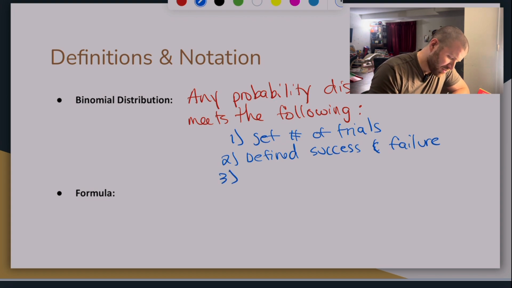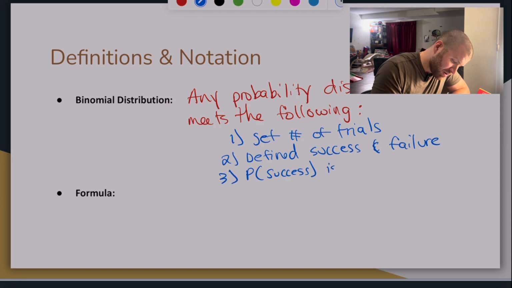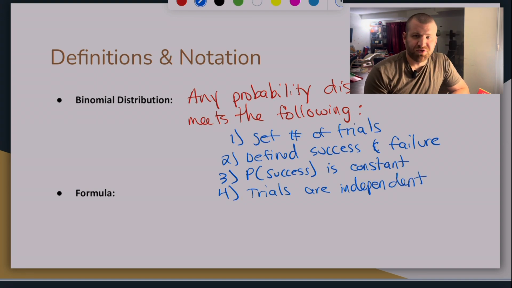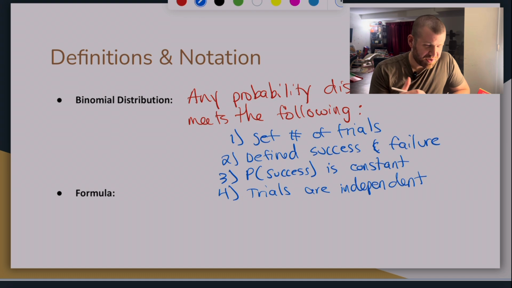The third one here is that your probability of success remains constant. And that is because the fourth thing is that your trials are independent. Those four things, you have to meet all four. If it misses one, it misses the whole thing and it is no longer binomial.